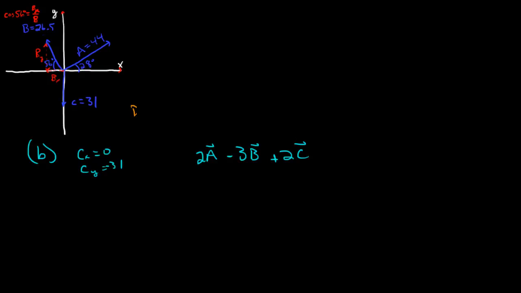Alright, let's draw these again. So 2A will take us from here to there. That's 2A. Minus 3B, so it's in this direction. 1, 2, 3. And then plus 2C, which is in the minus y direction. So there's 1, 2. Alright, so that's all of this stuff, and it's equal to this new vector that we called vector E.